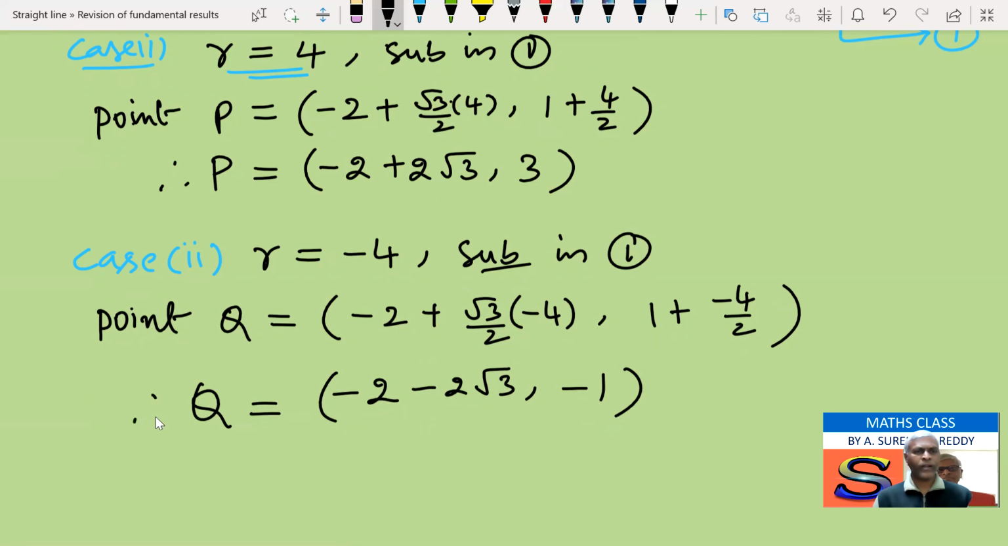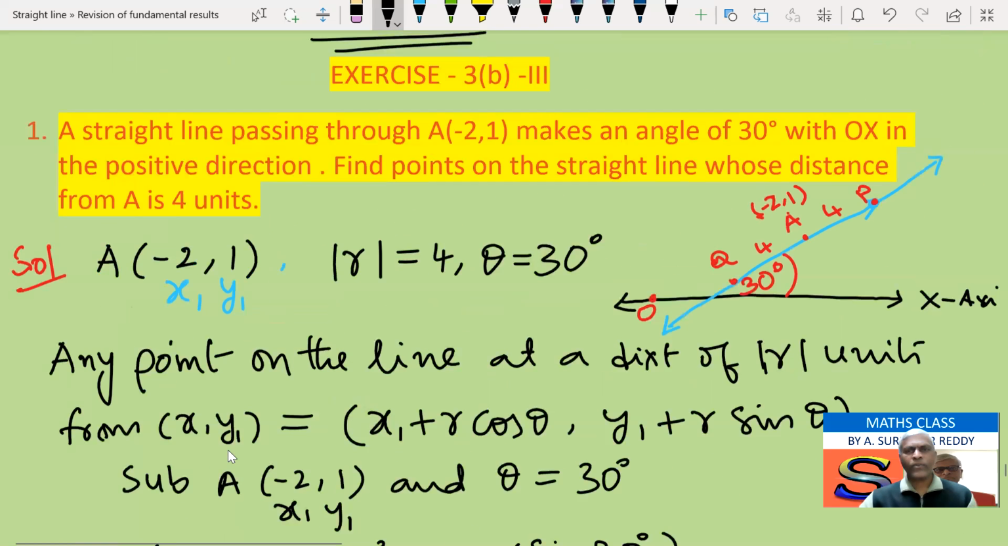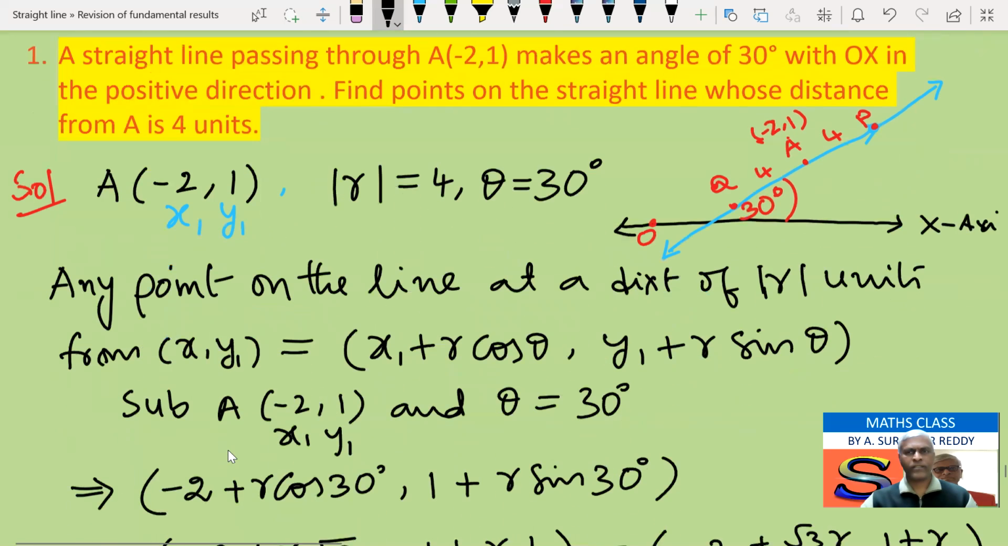So the 2 points P and Q are at a distance of 4 units from the given point A on the same line, which makes an angle 30 degrees with positive direction of x-axis.